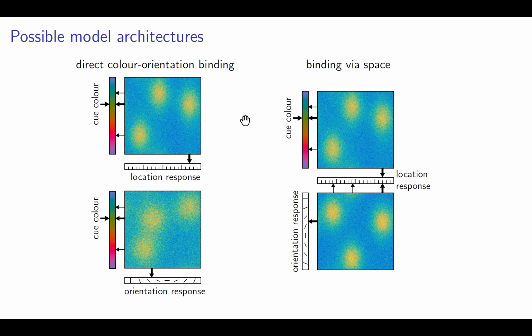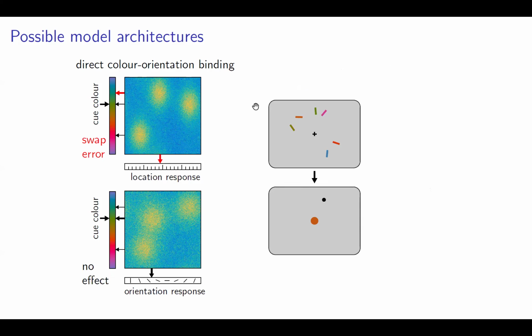Yes, there's a question. Is the assumption in the left case such that you would assume that there is a third field that binds the location with the orientation as well? Yes, exactly. You would assume that all possible combinations are reflected. Just in the case that you get a color cue, then you only need these two fields to respond. All right, thank you.